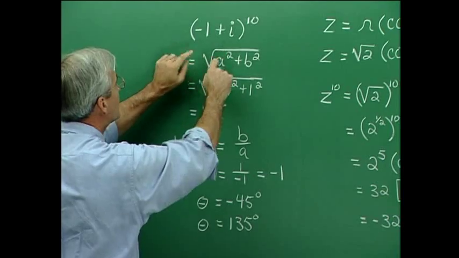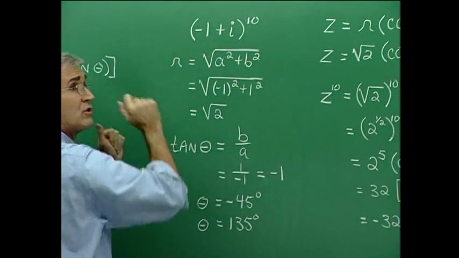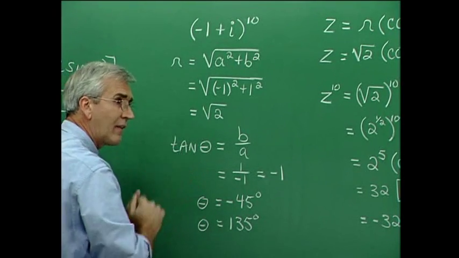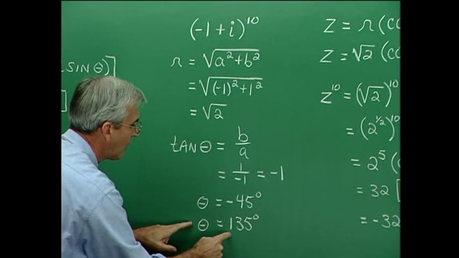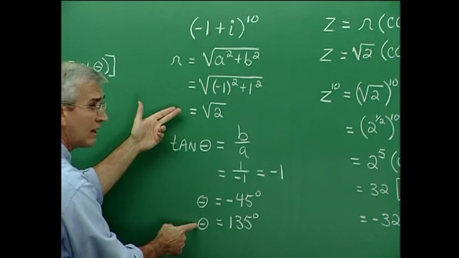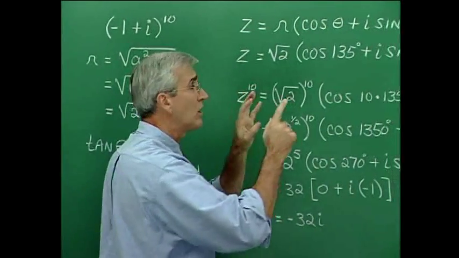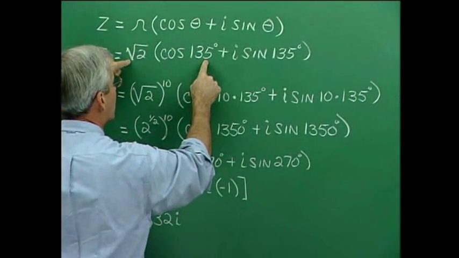But we'd like to have an angle that is in the appropriate quadrant for our complex number. If we think about this, -1, then 1, that's a second quadrant angle. So to put us into that second quadrant, we take the -45, add 180, and we have 135 degrees. So here's our r, and here's our theta, and away we go with our complex number in trigonometric form. So the r becomes the square root of 2, theta 135.